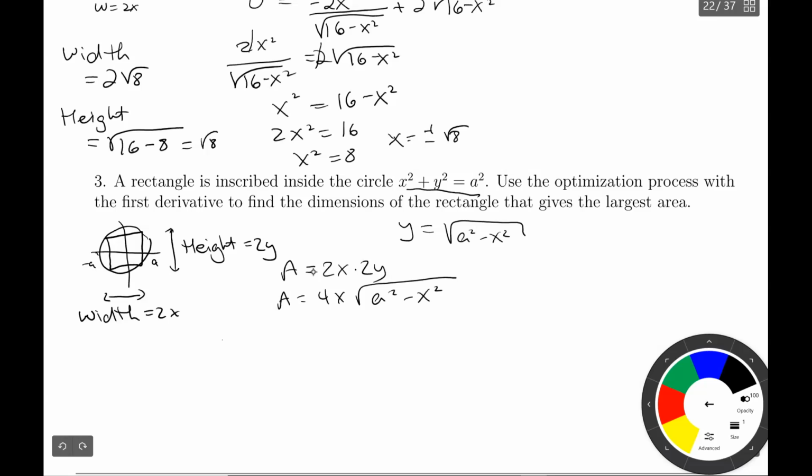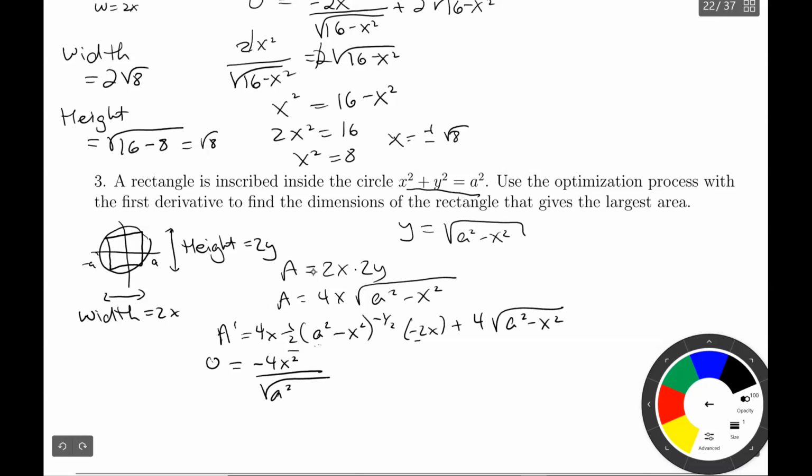So I'm carrying a as a constant, so I take the derivative. So first, d second, negative 1/2 times the negative 2x. And you know the derivative of a squared is 0, because a is a constant, plus 4 times the square root of a squared minus x squared. So I'm setting that equal to 0, so I'm going to cancel the 2's. So I get a negative 4x squared, and I'm going to put this radical in the denominator, plus this 4 times the square root of a squared minus x squared. So I'm going to move this to the other side.